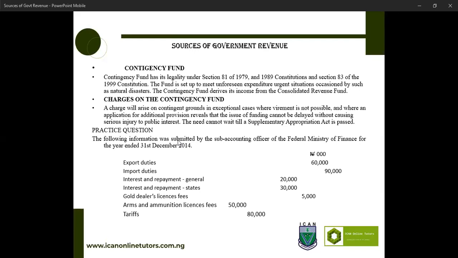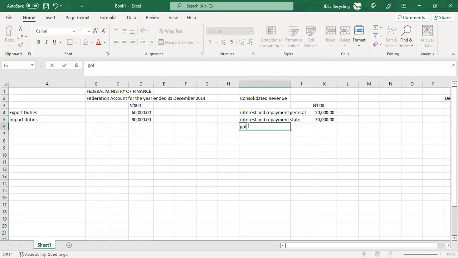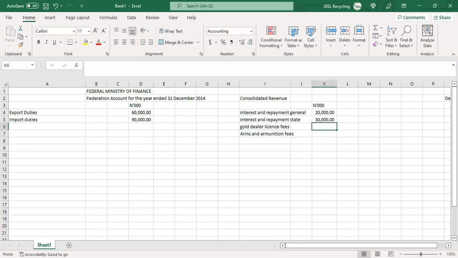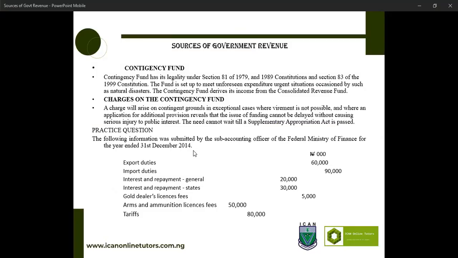Gold dealer license fees. Arms and ammunition fee. These two are also going where? They are going to CRF. Figure 50,000. 5,000 and 50,000.